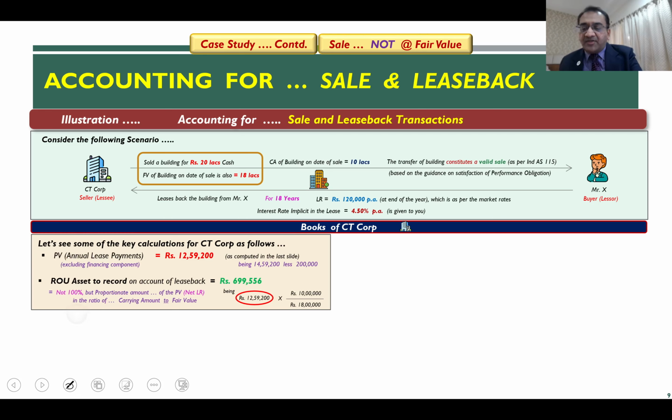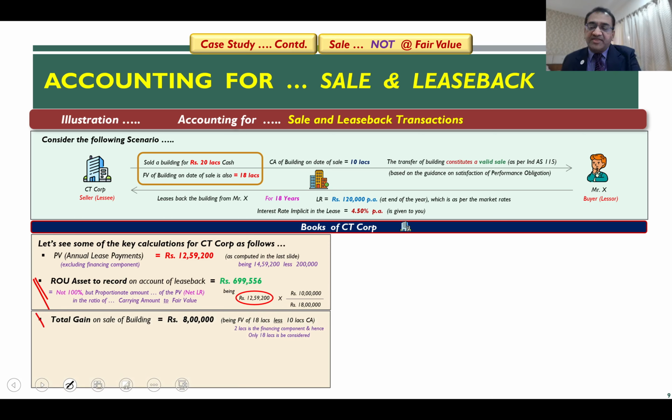Now, I'll come back to this ROU asset to be recorded. First, let us look at the bottom. Also, how much is the gain in this case? The gain on the total building is basically the fair value minus the carrying amount. You cannot compute a gain of 20 lakh minus 10 lakh, because 20 lakh includes 2 lakhs of the financing. Therefore, the total gain on the building is only 8 lakh rupees, representing the fair value of the building on the date of sale, which is 18 lakh, minus the carrying amount of 10 lakhs. So your total gain on the building will remain this.